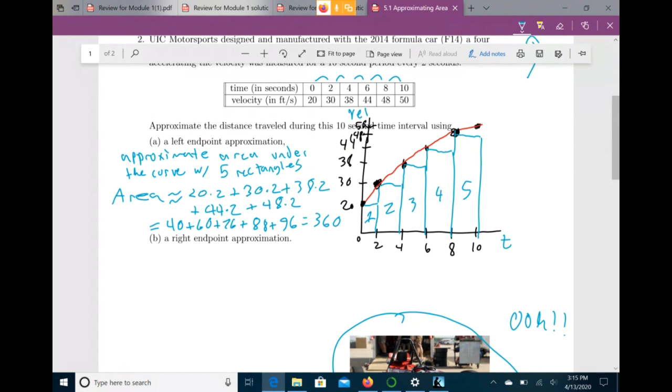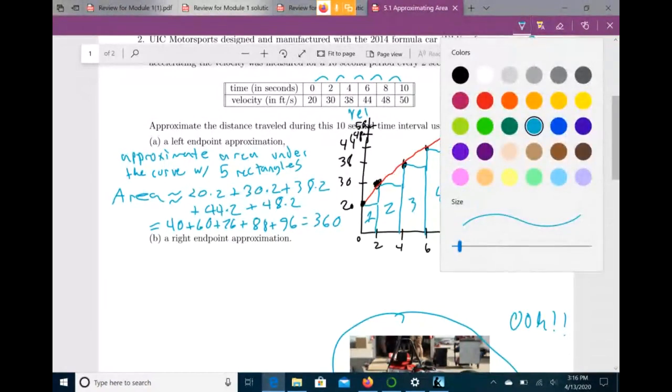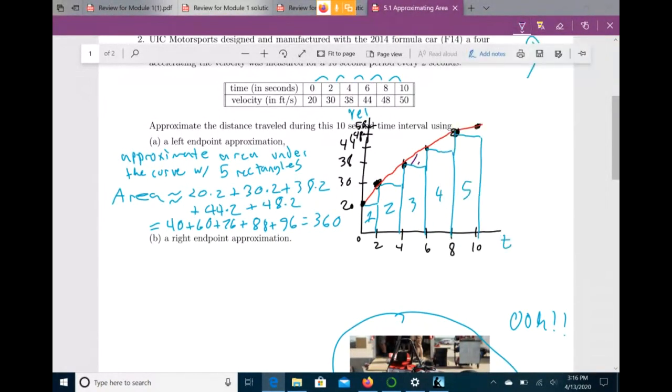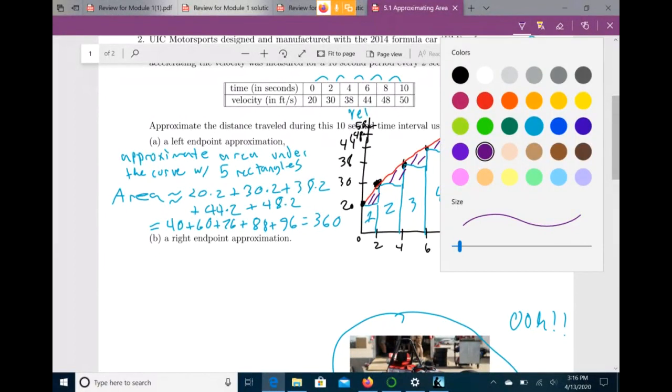So is this an underestimate or an overestimate of the actual area or distance the car traveled? Good, under, right? Because you can see there's missing space. So the distance the car traveled is the area under the velocity curve, right? And we're approximating it using these rectangles because we don't know enough calculus yet to answer the actual question, right? But obviously we're missing a lot of area. All right, we're missing some area. So we're underestimating the area under the curve.